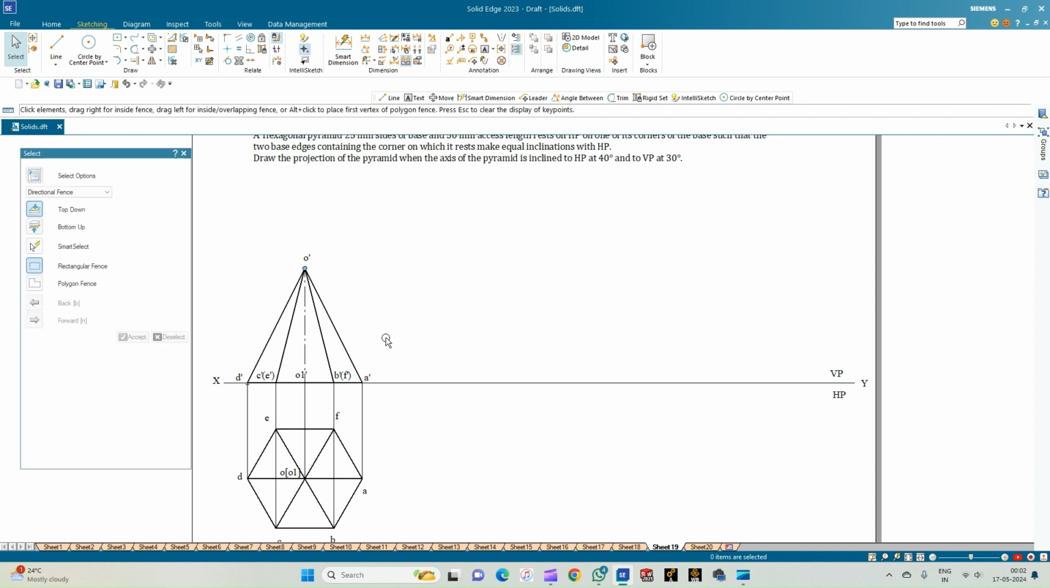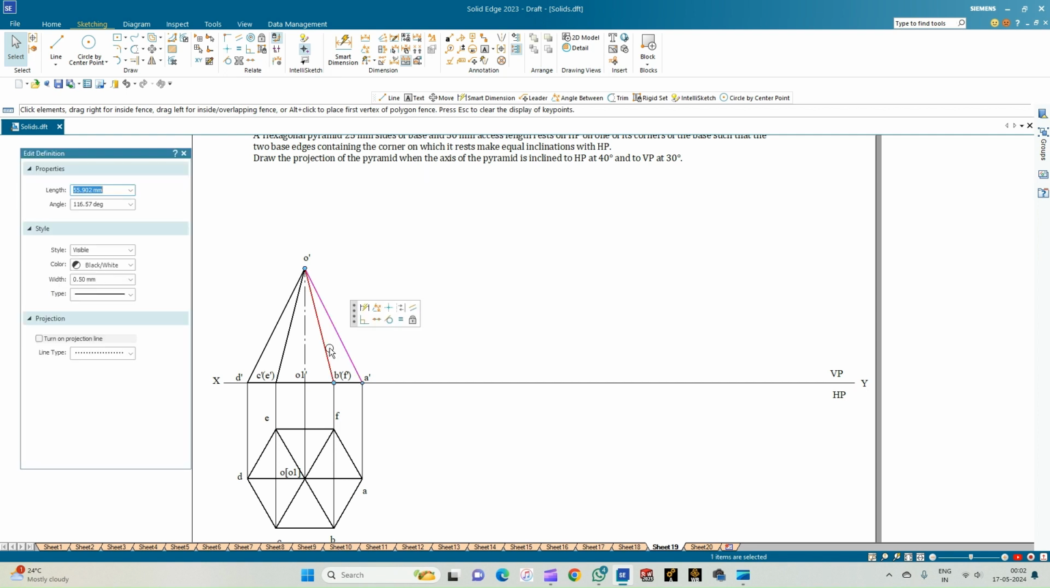So we have completed the front view of the pyramid. Now, as per the problem statement, the axis of this pyramid is inclined to the HP at an angle of 40 degrees. So if we have to align the axis at an angle of 40 degrees with respect to the HP, we need to incline the base of the pyramid at an angle of 90 minus 40.